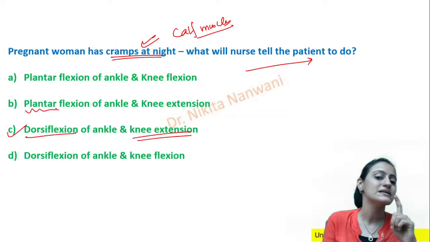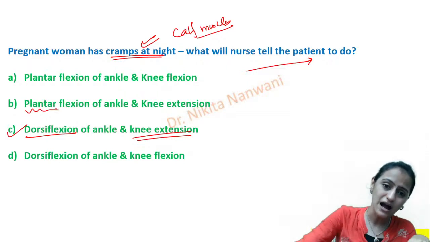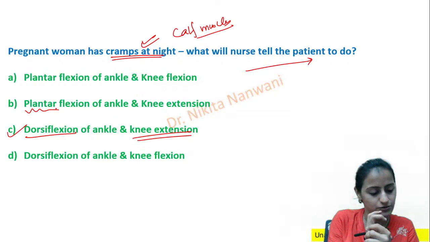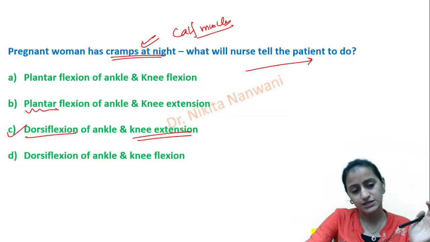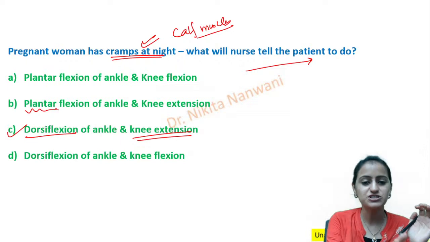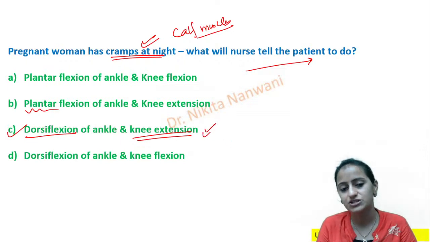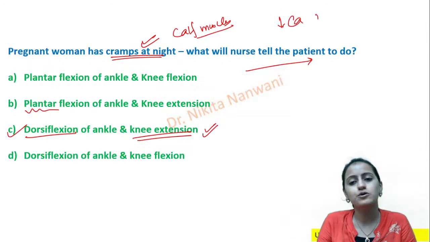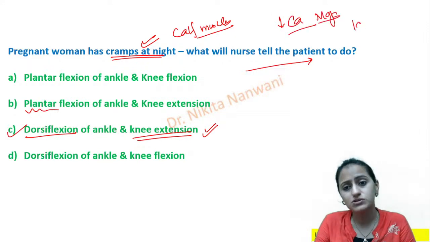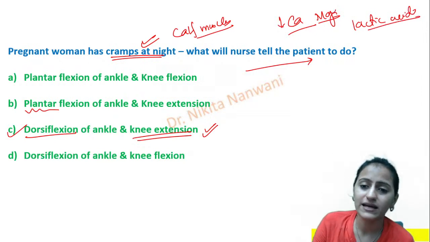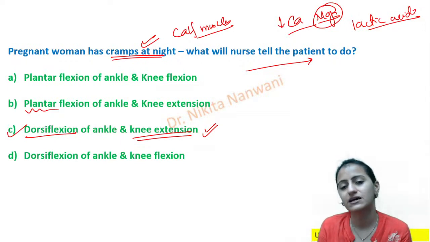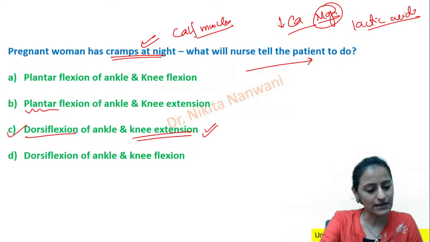It is not plantar flexion because already the calf muscle contraction is causing plantar flexion. Okay, already it is causing plantar flexion. So do dorsiflexion, stretch the leg, that is your knee extension. So this is very important. Why do we get your cramps? Hypocalcemia, magnesium may be low, there is increased lactic acid during pregnancy. So we can ask the patient to take magnesium, ask the patient to do some massage whenever there are cramps. These are some of the points that can be done. All right.